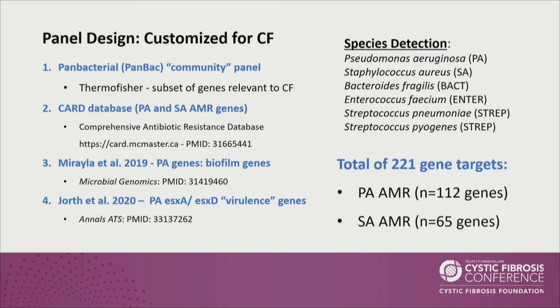So for the species detection part of this, we're able to detect PA, SA, a few other lung microbes, and then a handful of GI bugs as well. This panel has a total of 221 gene targets, and most of them are PA or SA AMR genes.